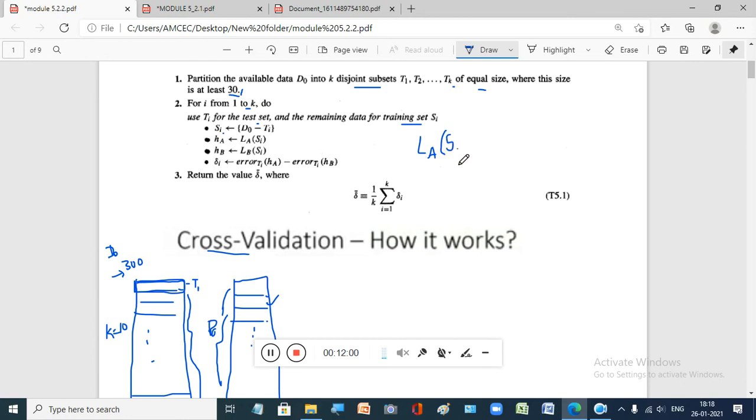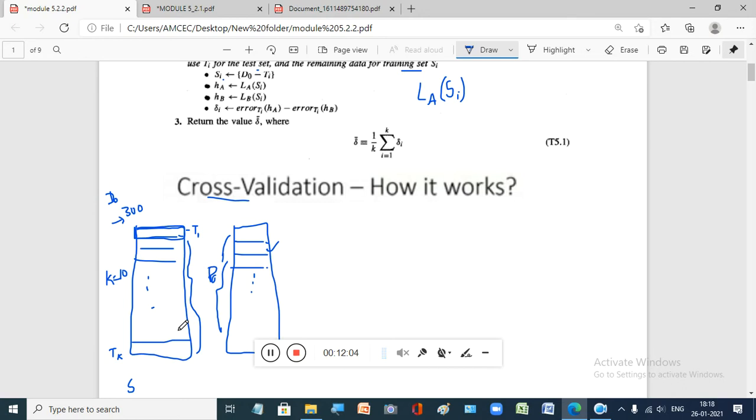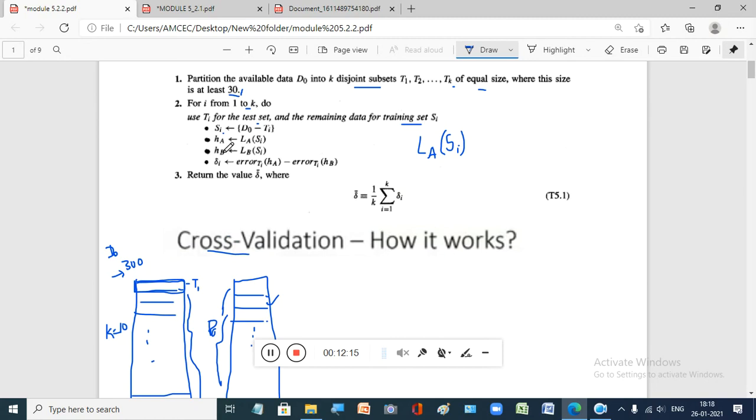Now you give all this data and you train your first algorithm A. When you train your first algorithm A, you are going to get H of A. So we get a hypothesis from this particular A. Similarly, you take that same Si and train the second learning algorithm B. You give the same Si, that is the training data set, to the second algorithm and you collect the hypothesis H of B.